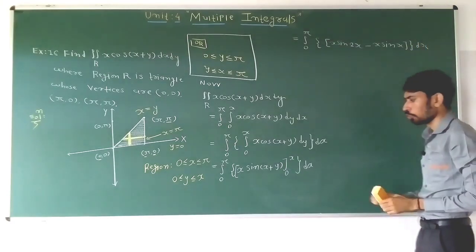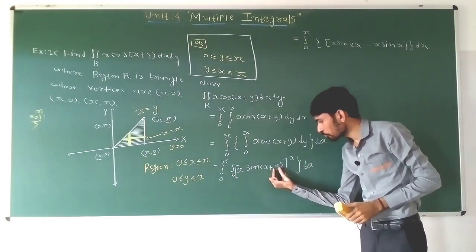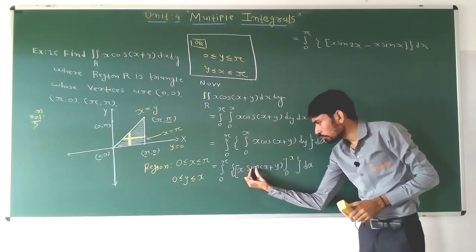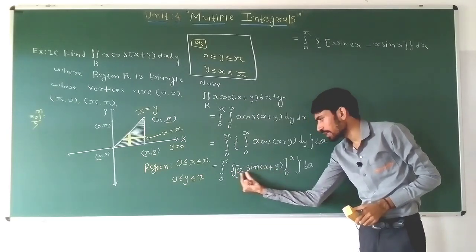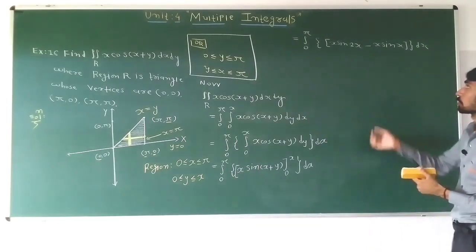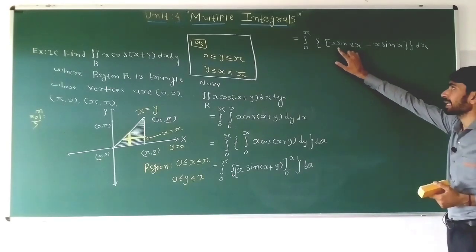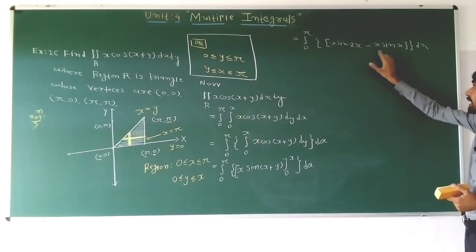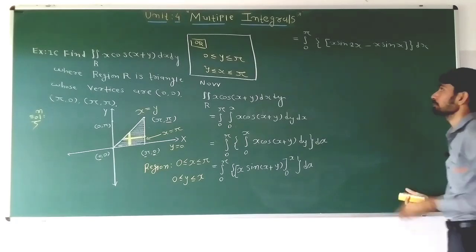dx. The lower limit is 0, substituting it in place of y gives x into sin x plus 0. So the remaining term is x into sin x. So our function in the form of x is x into sin 2x minus x into sin x dx.